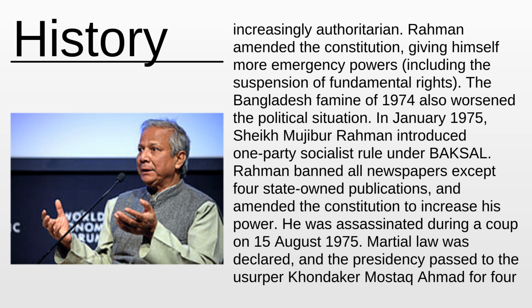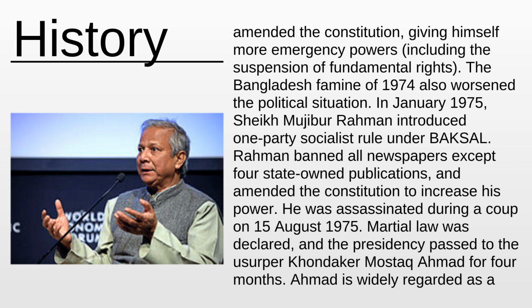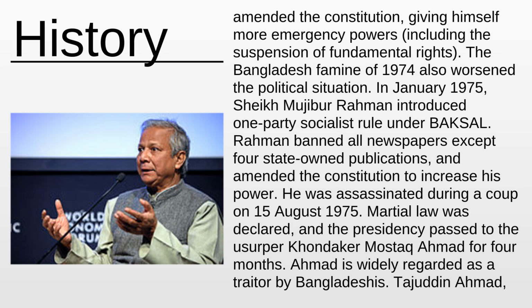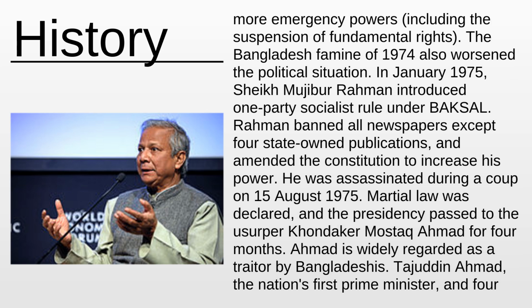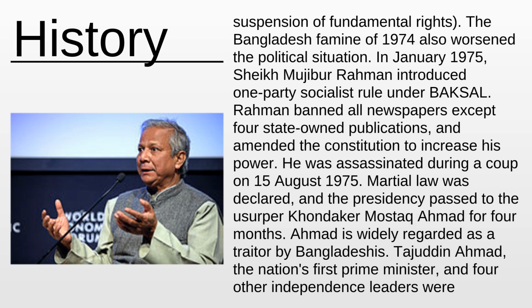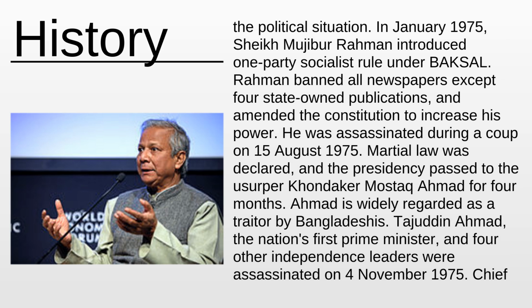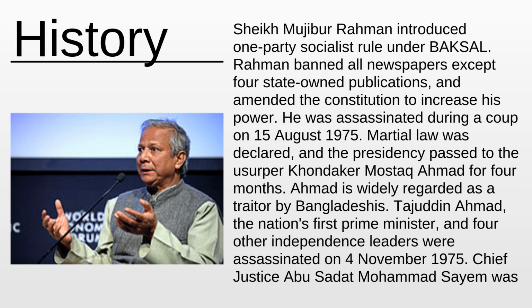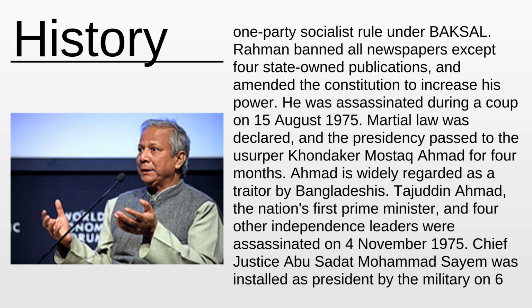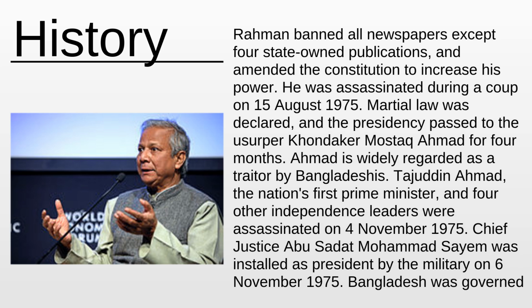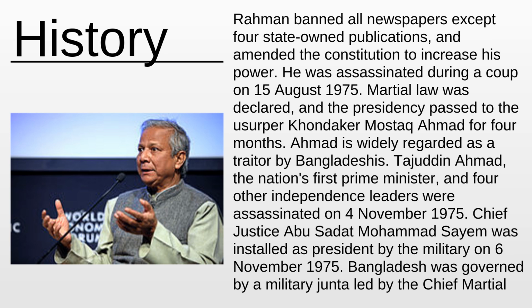The Bangladesh famine of 1974 also worsened the political situation. In January 1975, Sheikh Mujibur Rahman introduced one-party socialist rule under Baksal. Rahman banned all newspapers except 4 state-owned publications, and amended the constitution to increase his power. He was assassinated during a coup on August 15, 1975.